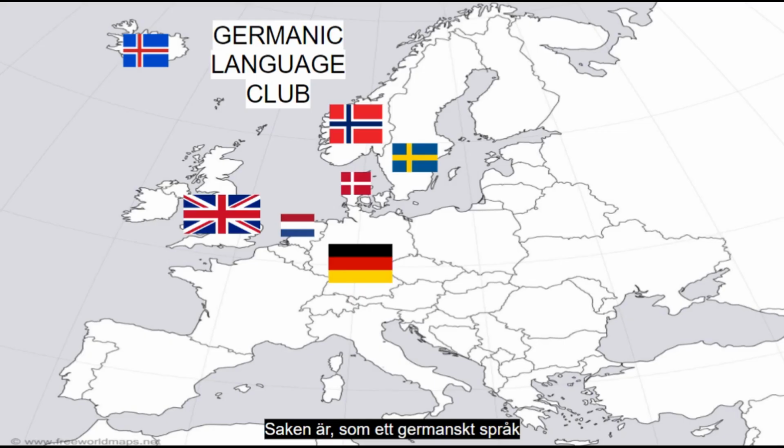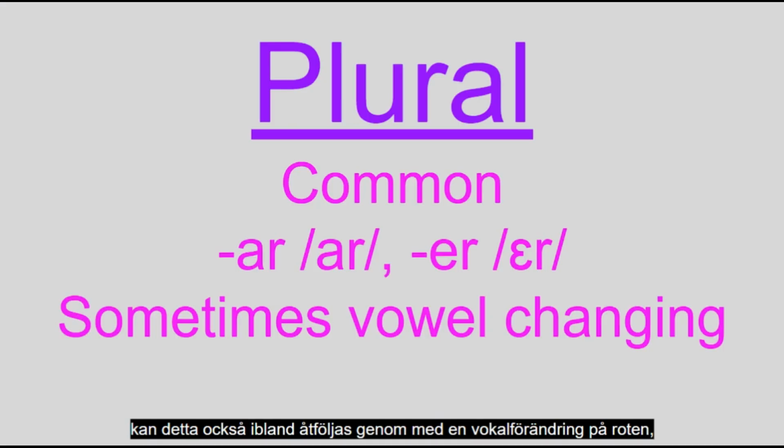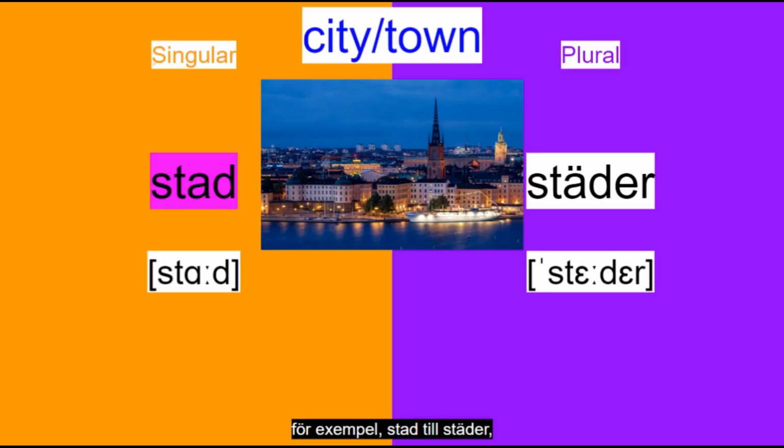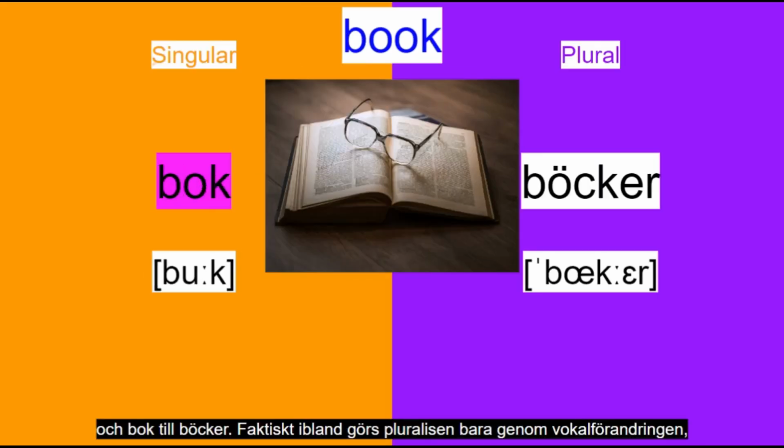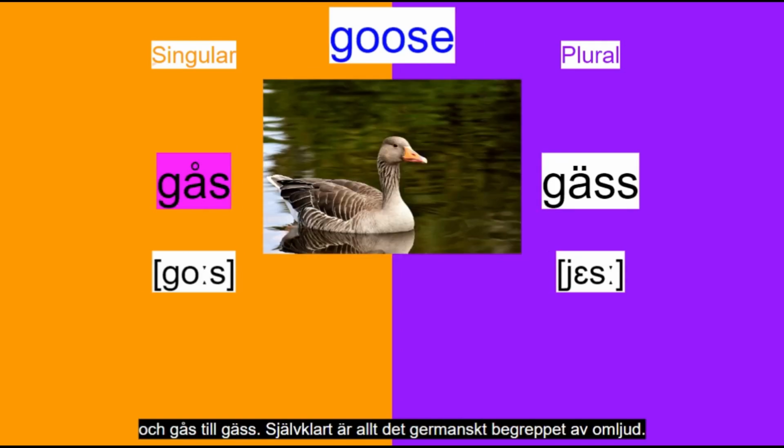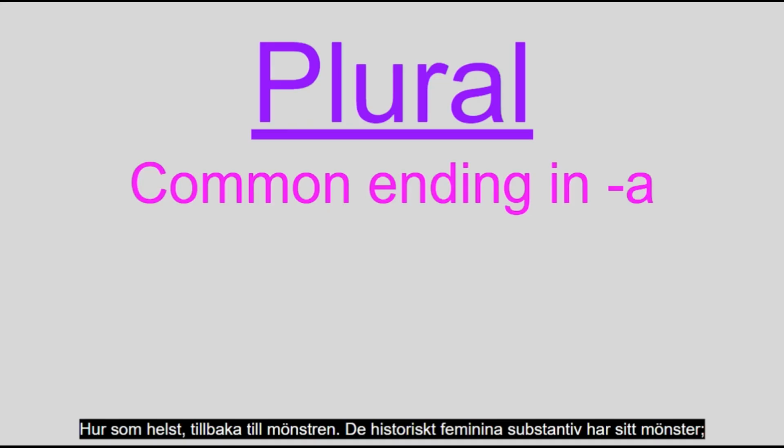Thing is, as a Germanic language, this can also sometimes be accompanied by a vowel change on the root. For example, stad to städer and bok to böcker. In fact, sometimes the plural is made only by changing the vowel, like in man to män and gås to gäss. This is all, of course, the Germanic concept of umlaut. Anyway, back to the patterns.